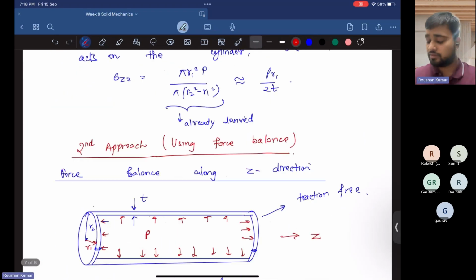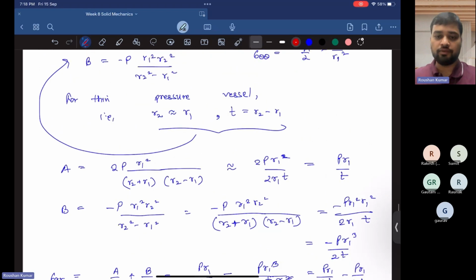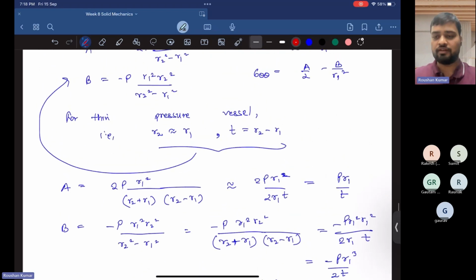Okay, so these are the two ways through which we can solve this question, that is, for the problem of the thin pressurized vessel. One way is to go with the thick pressurized vessel formulation, assuming that R2 minus R1 is equal to T, and R1 is approximately equal to R2. Based on these assumptions, go through the entire process of deriving the result, and then we finally come to the final expression of sigma rr, sigma theta theta and sigma zz for the thin pressurized vessel.